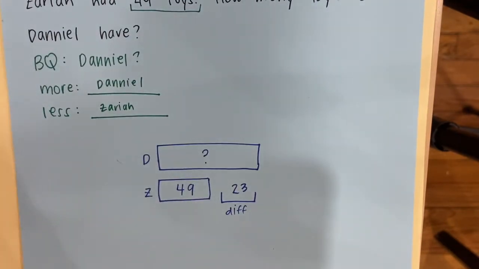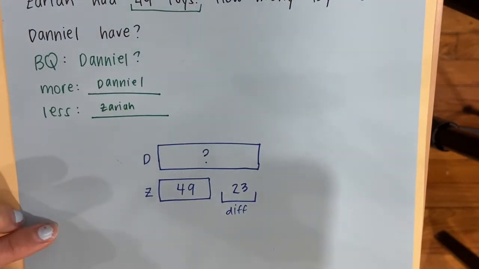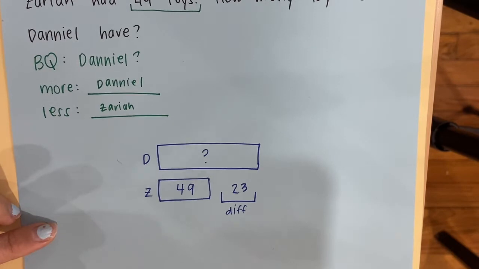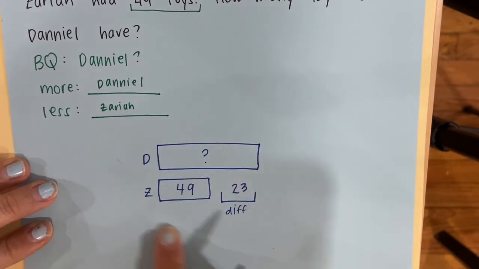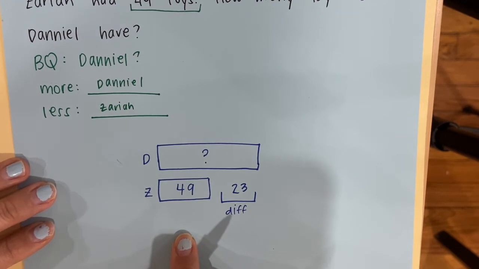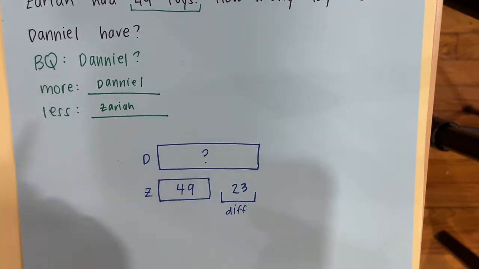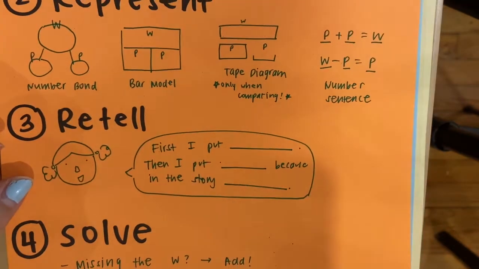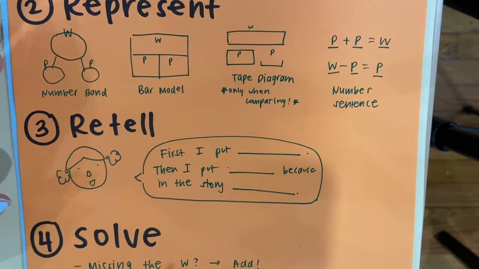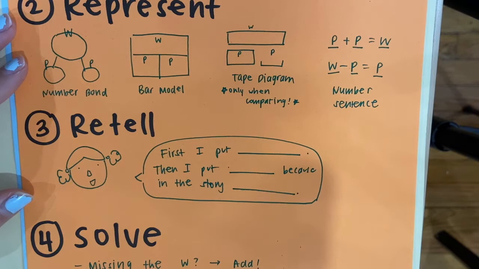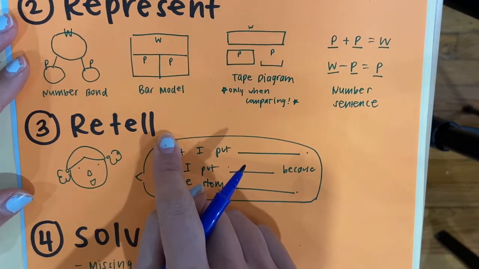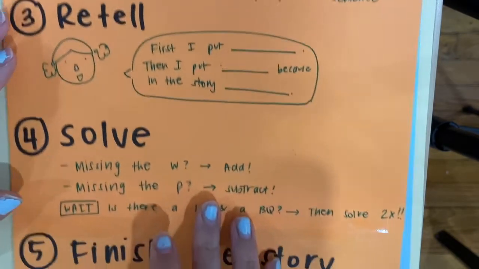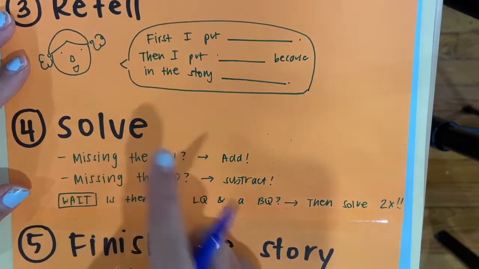Okay. Did you represent like Miss Kim did? If you have a different representation, then please fix your work so it matches mine. I'll give you a moment to do that. Okay. Ms. Kim is going to skip the retell because she basically retold it while I was representing to you. I'm going to move on to solve.